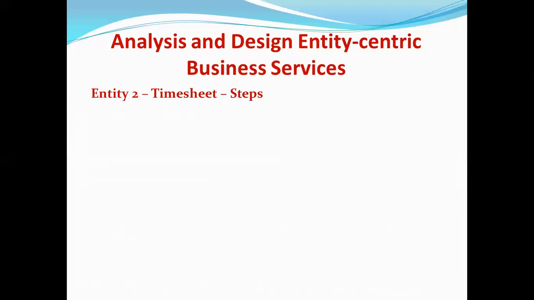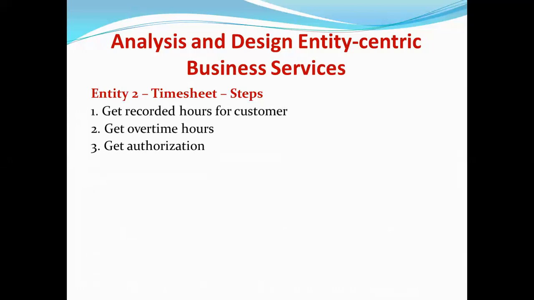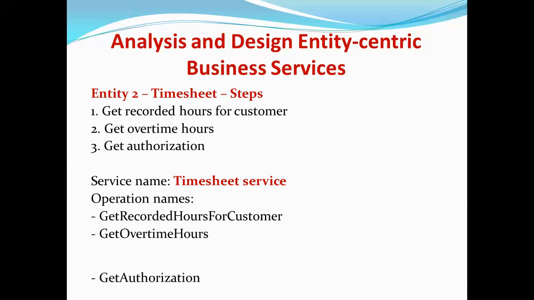The second important entity which is a part of this timesheet process is the timesheet itself. The tasks performed on the timesheet are: get recorded hours for customer, get overtime hours, and get authorization. So these are the methods performed on the timesheet service. The service name is timesheet service, and the operations performed on it are get recorded hours for customer, get overtime hours, get authorization.